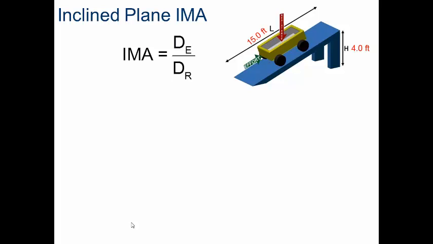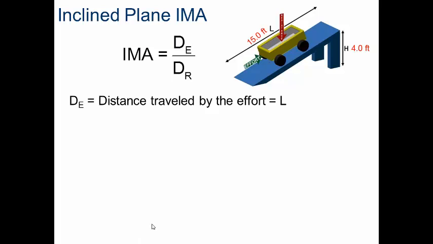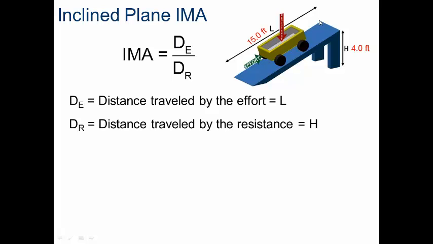For the inclined plane, our ideal mechanical advantage is still found by taking the distance of the effort divided by the distance of the load. What's different is where we take those measurements from. The distance traveled by the effort is going to correspond to the length of that inclined plane. The distance traveled by the resistance is going to be the height that we raise it up to.